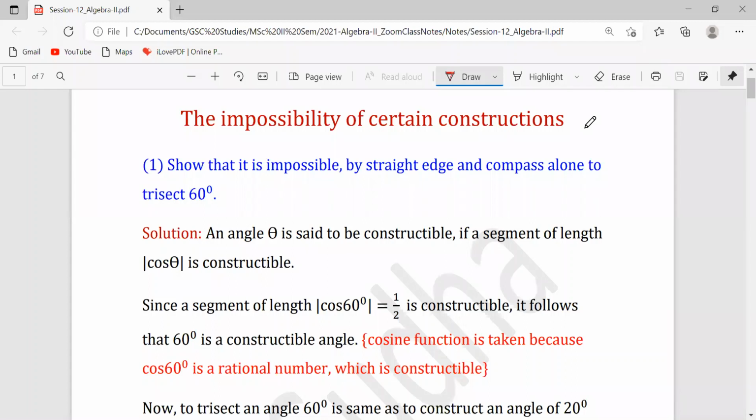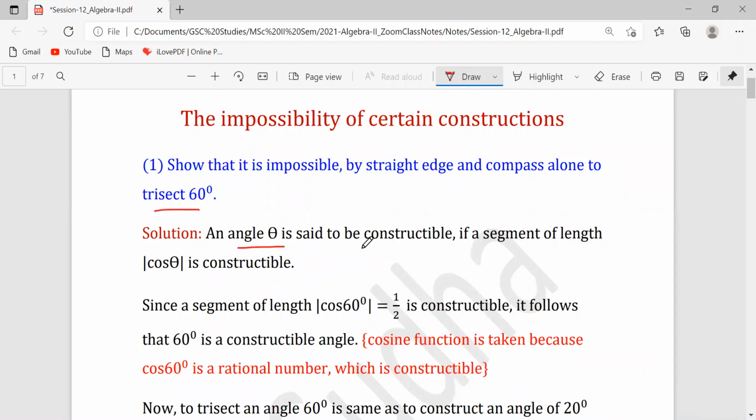In this session, let us discuss the impossibility of certain constructions. We are making use of the results of the previous session's theorems. The first example: show that it is impossible by straight edge and compass alone to trisect 60 degrees. So here we need to trisect an angle of 60 degrees. That is, we need to construct an angle equal to 20 degrees.